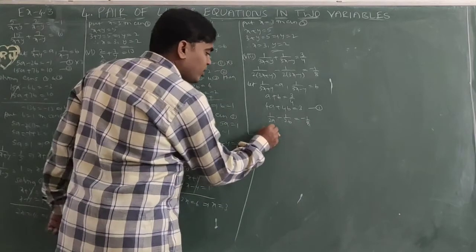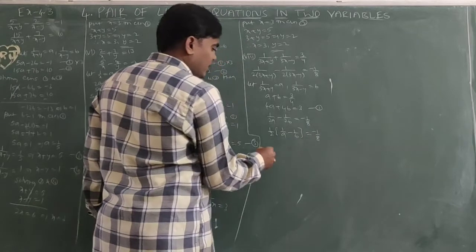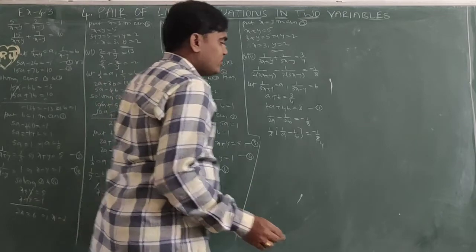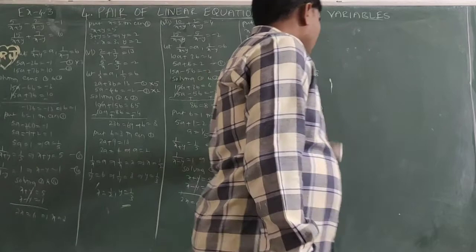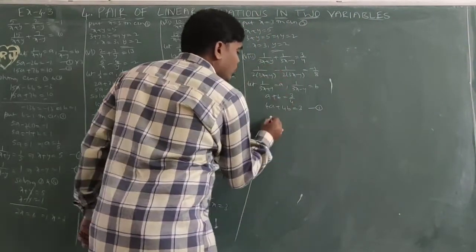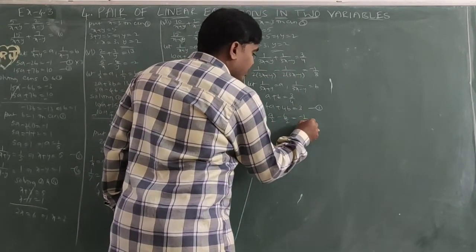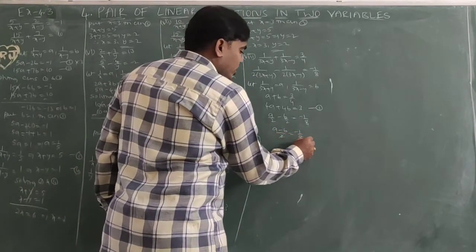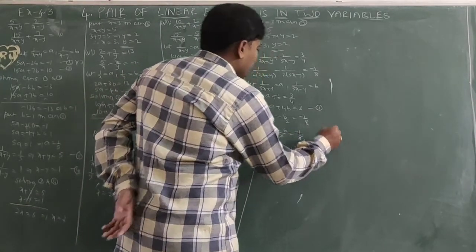So 1 by 2 of a minus b. 1 by 3x plus y equal to a. So a by 2 minus b by 2 equal to minus 1 by 8. So a minus b by 2 equal to minus 1 by 8. 2 into 1, 2 into 4, cross multiply: 4a minus 4b equal to minus 1. Equation 2.